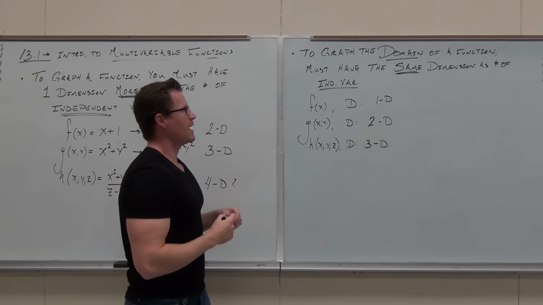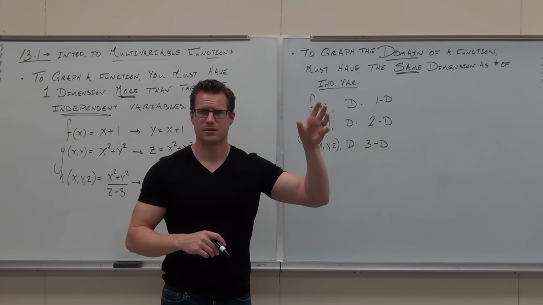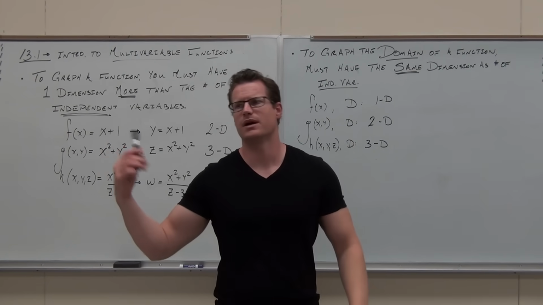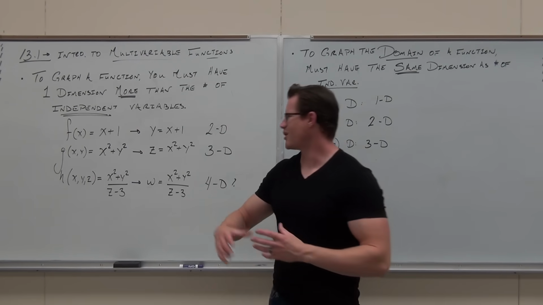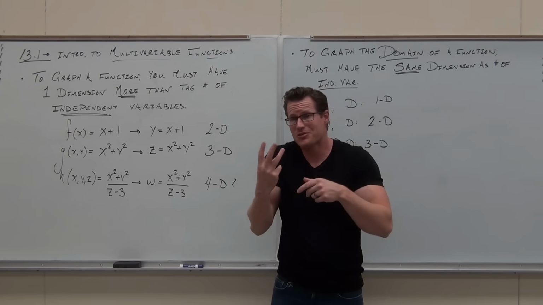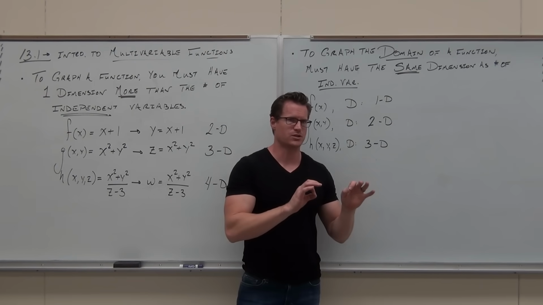statement here. If you have one independent variable, you need one dimension to describe the domain. Two independent variables, 2 dimensions. 3 independent variables, 3 dimensions. Please don't get these two ideas confused. The picture is always 1 dimension more because you're plugging in 2 things and getting out the third. Plugging in 3 things, getting out a fourth. But to graph the domain, we have the equal number of dimensions for that.